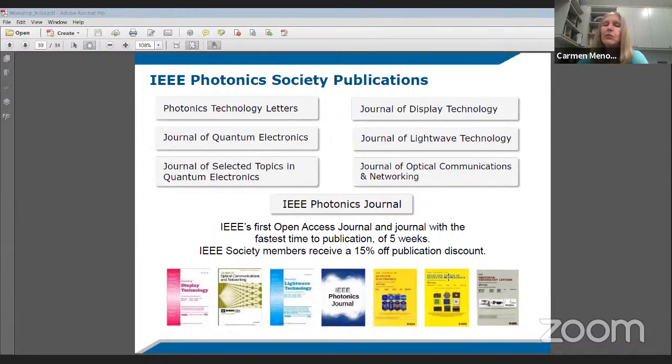And part of what the society does is it also supports professional development through publications. So the two main products of the society are publications and conferences. And we have different journals that have a different flavor. The one that is open access is IEEE Photonics Journal.